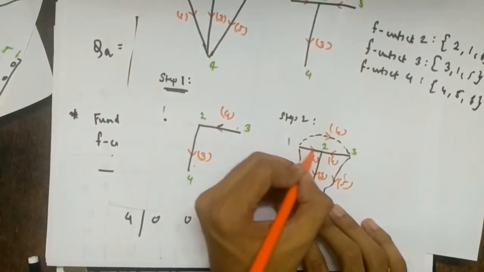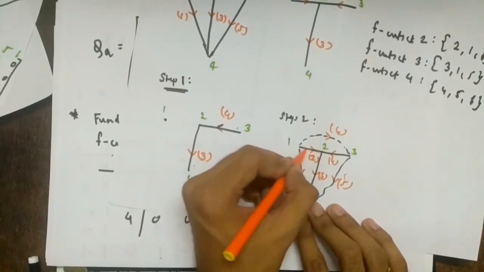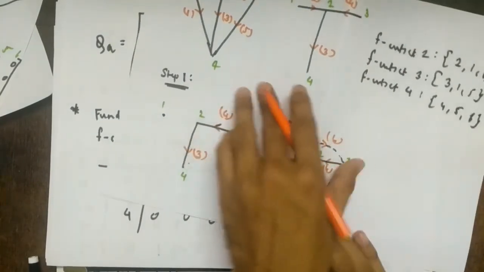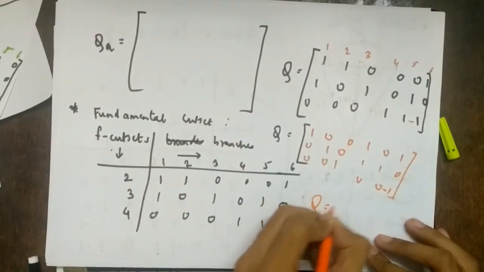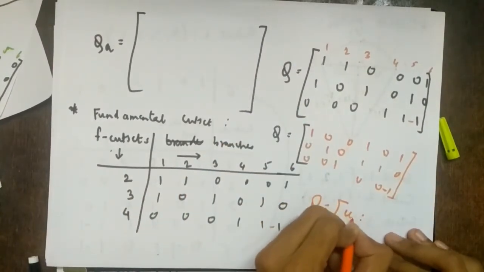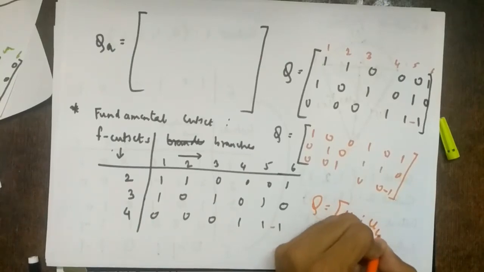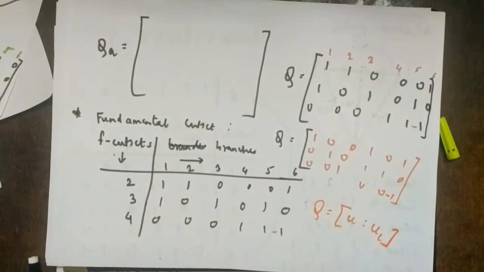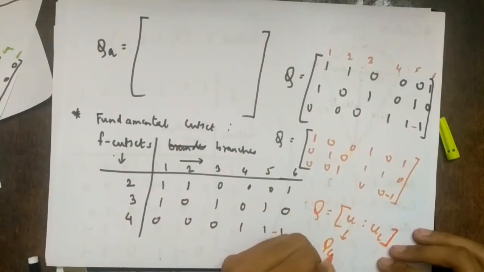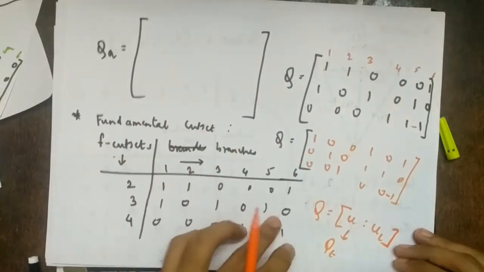If you have a doubt, take F cut set 2. This is 2, 6 and 1. All are going in the same direction, so take the orientation of 2 as the reference. So what is happening for Q? It is coming as U and then UL. This is the form of the matrix, because Q is nothing but Q transpose, so we will always get a unit matrix.